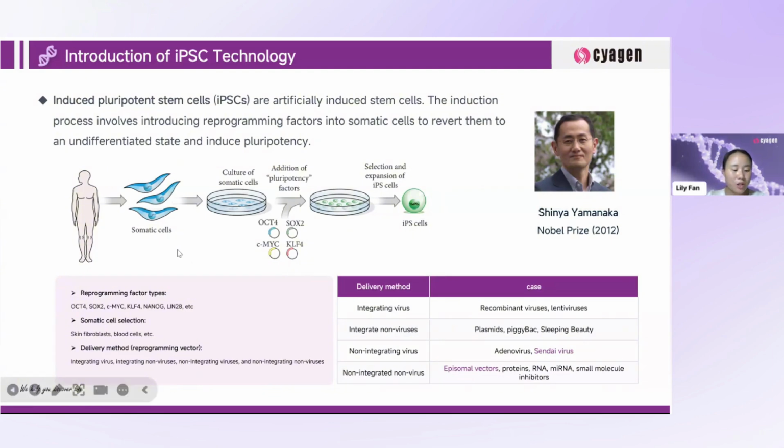So regarding the somatic cell selection, skin fibroblasts and blood cells are most used because the techniques for obtaining them are well developed and mature. There are various delivery methods for reprogramming, such as integrating virus, integrated non-virus, non-integrating virus, non-integrated non-virus, and now the Sendai virus and episomal vectors are commonly used.